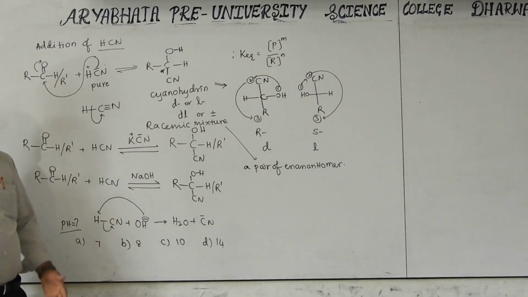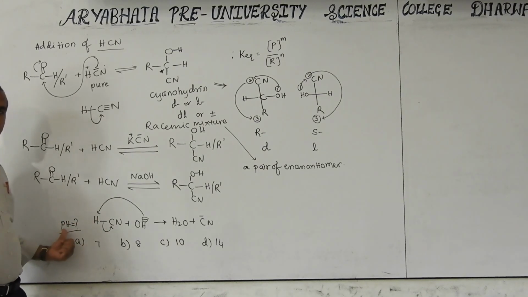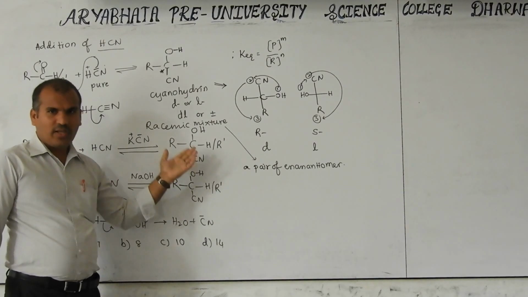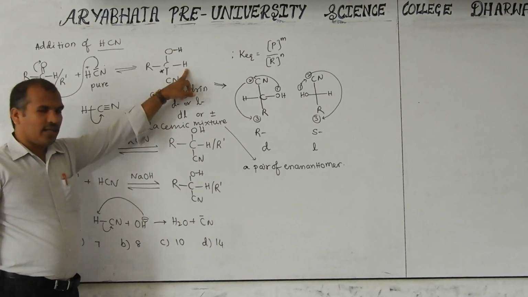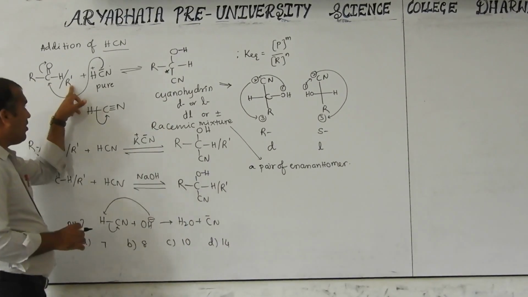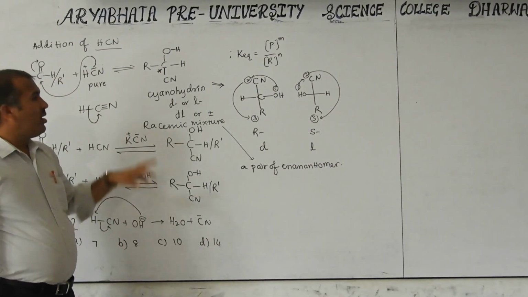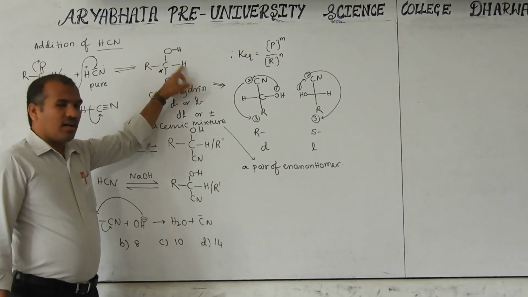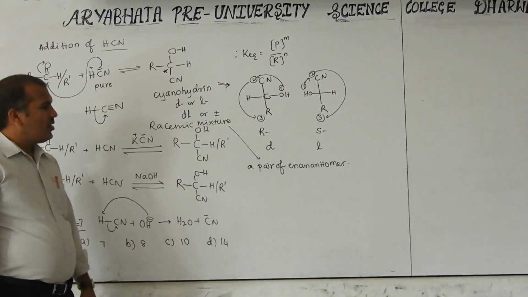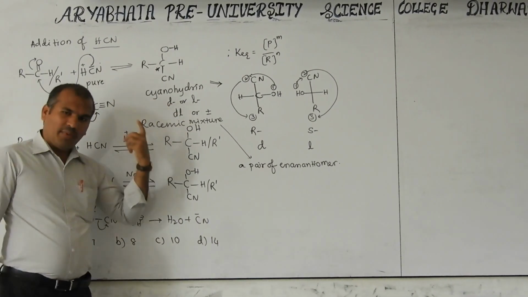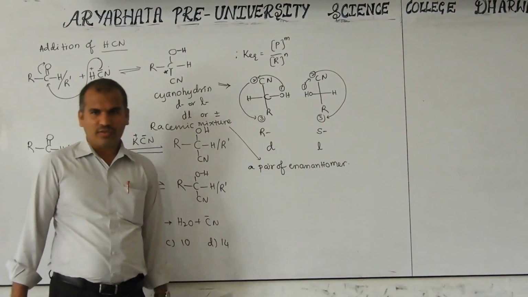One or two lines for competitive exams. What is the pH, basic? What is the product formed? Is it chiral or achiral? If you take R here and R here, and this R and this R are the same, then it is not chiral. You have to answer carefully. So, it may form a DL compound, a racemic mixture, a pair of enantiomers.